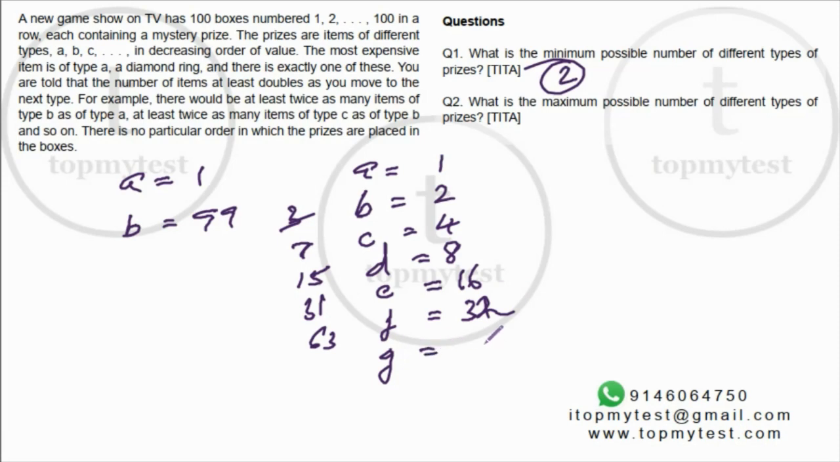Now G, we can have 64, but the total will exceed 100. So F should take the balance. 100 minus 31, that will be 69. Right, this is the maximum number, 6.